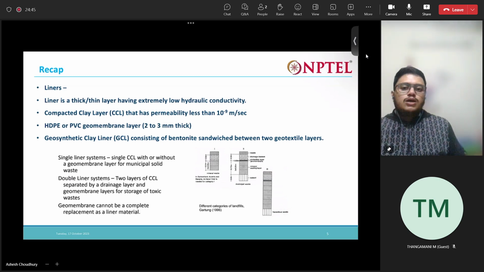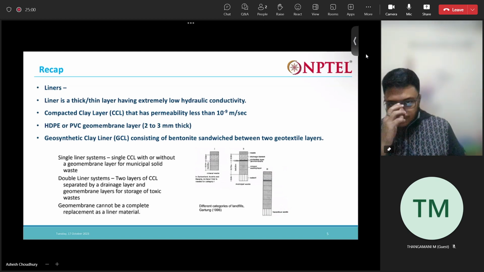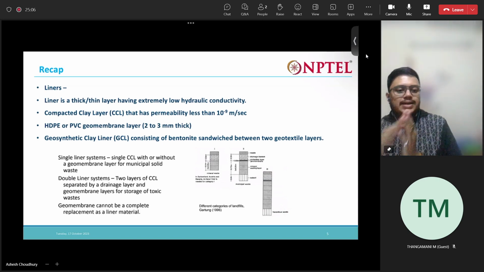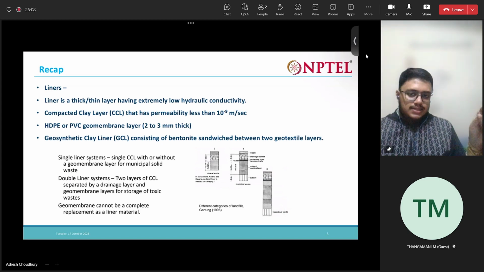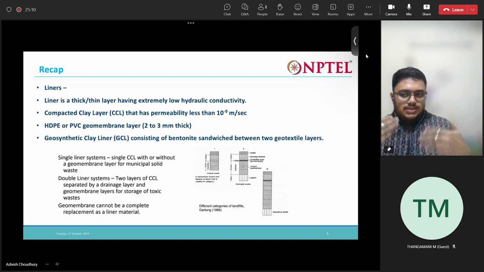Okay. So what happens in reality is that a very minute amount of gases and liquid do pass, but that amount is actually very, very small, because hydraulic conductivity is kept very low. Compacted clay layer is also used sometimes. A highly compacted clay layer is actually used as a liner sometimes in place of this geosynthetic material. So that also serves as a liner.